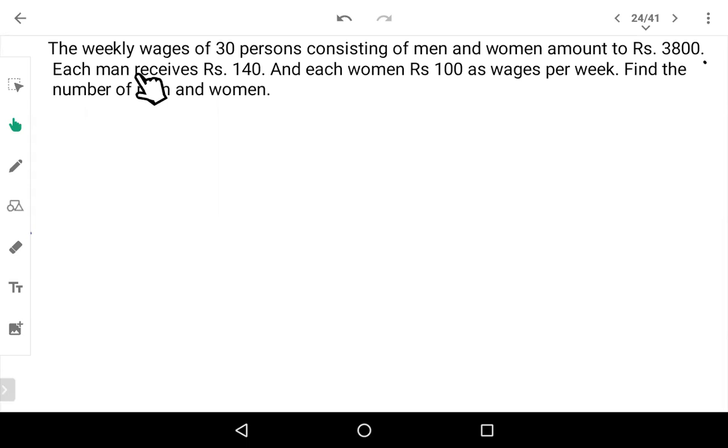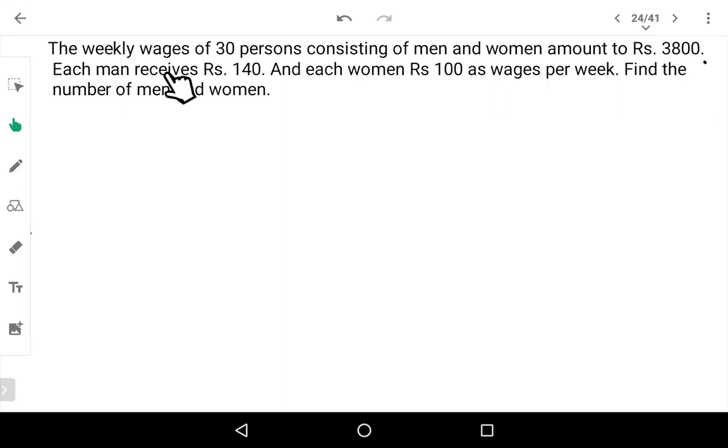Few companies will pay them on Fridays or Thursdays. So Thursday to Thursday, that will be the week sometimes. Or Monday to Monday, or Saturday to Saturday, something like that will be there. So that will be the weekly wages, and there are 30 people where the amount is 3,800.